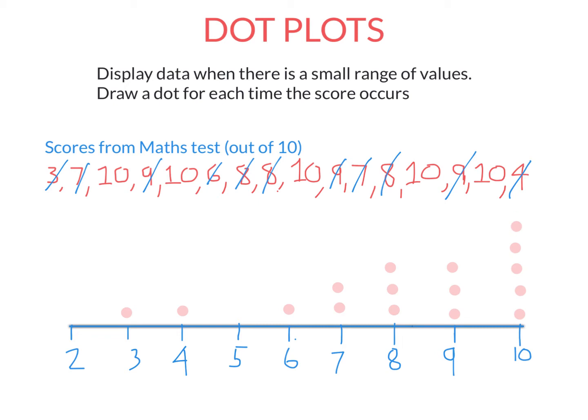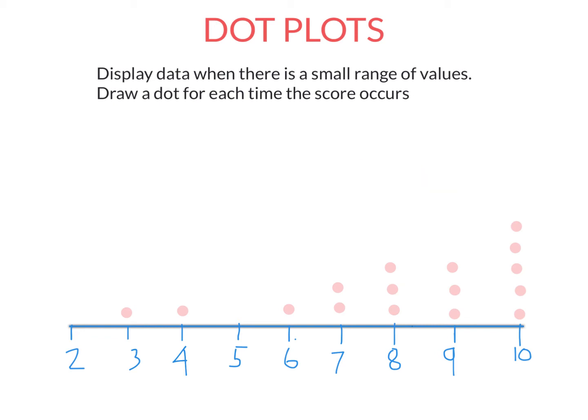So we can also calculate the mean, median, mode, and range just from the dot plot. So let's look at calculating mean, median, mode, and range from a dot plot. So we're going to start with the easiest one, which is the mode. So you remember the mode is just the most common. You can see clearly 10 is the most common. It has the most dots. So the mode here is 10.